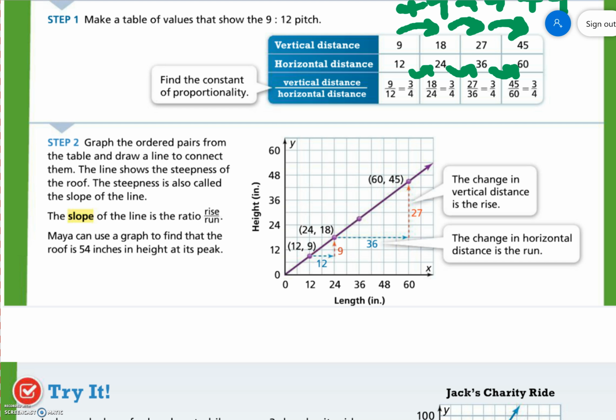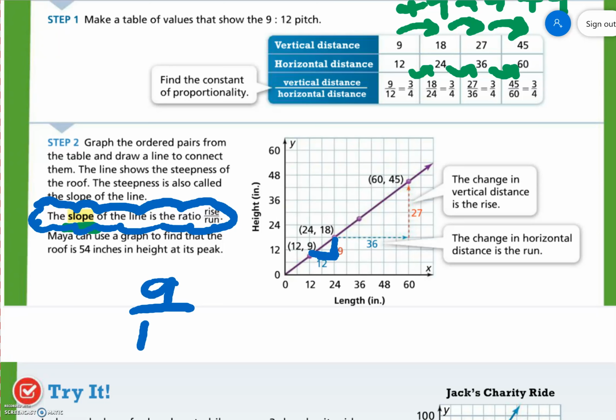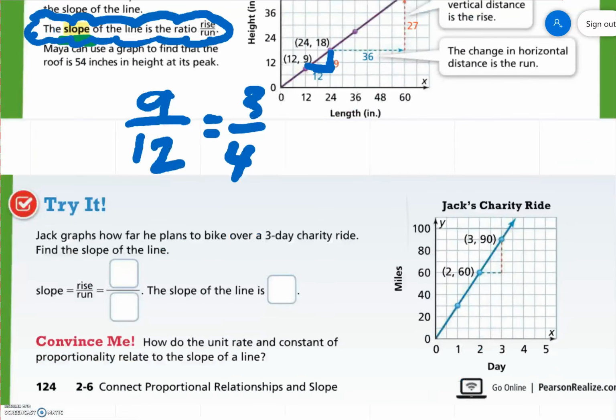The line shows the steepness of the roof. The steepness is also called the slope of the line. This is one of your vocab words. So the slope of the line is the ratio rise over run. So make sure you take note of this. Rise over run. So we want to see how much we rise. We rise 9 and we run 12. So that's why it's 9 over 12. Or we can reduce that to 3 over 4 when you divide by 3.